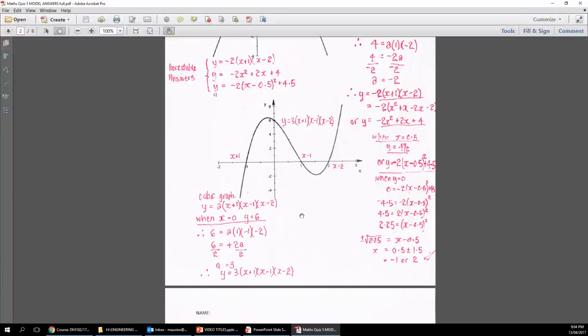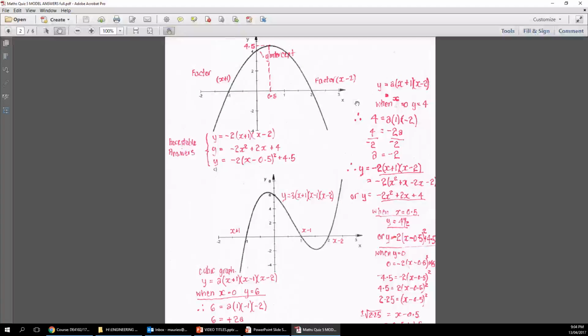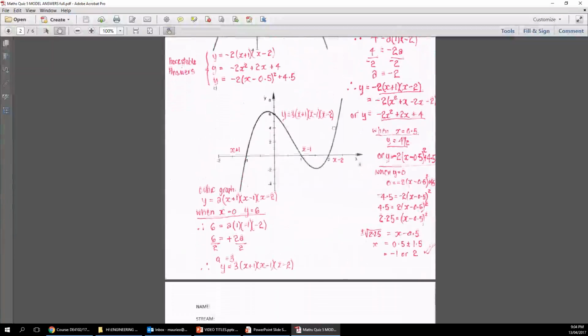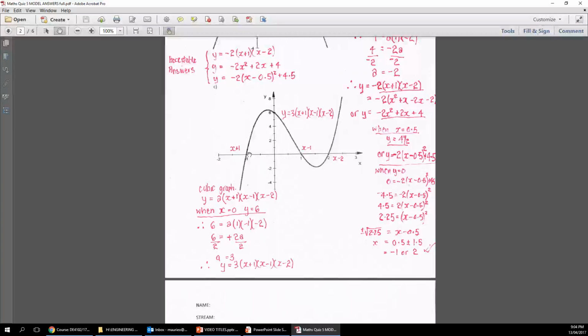Now looking at this graph here, perhaps the best one, the easiest one to focus on is by far and away in this instance the factor form here, but you must work out what A is. Okay, the cubic graph, very similar. We've got our factors here: x plus 1, x minus 1, x minus 2. So we can quickly put them together as the product of the factors with the A, because we're unknown as to the scale of it.